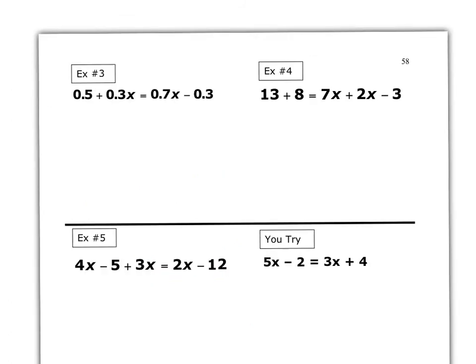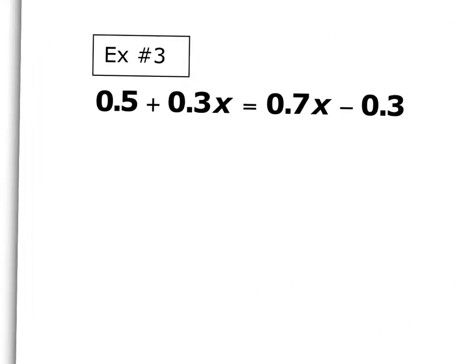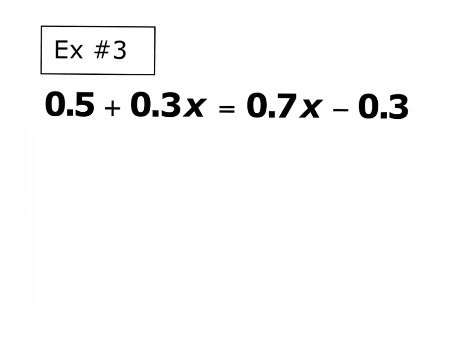Okay, let's try a few more. On this one, we need to make sure that there are x's on both sides. And there definitely are. Then you have to find the smallest one. Well, 0.3x is smaller than 0.7x, so we want to move this guy over here to be with his buddy. Since we have addition, we're going to undo that with subtraction.